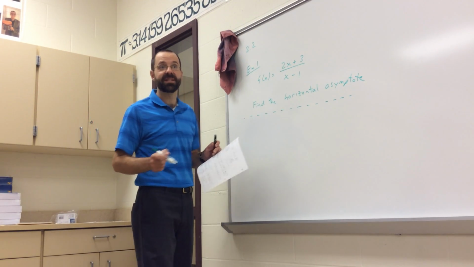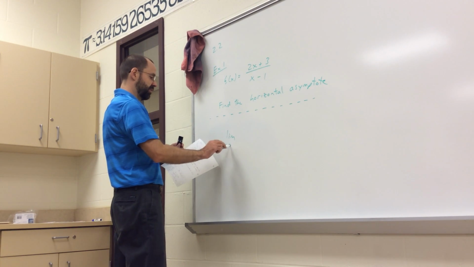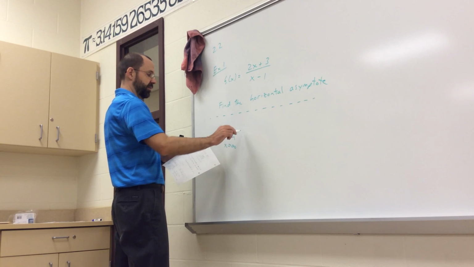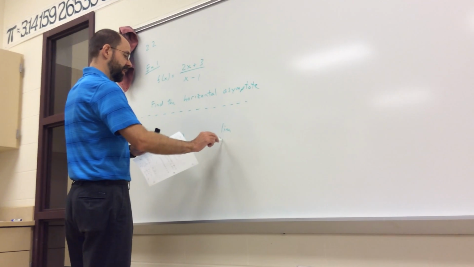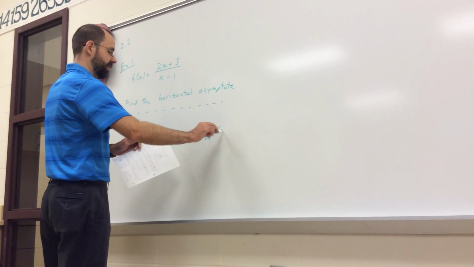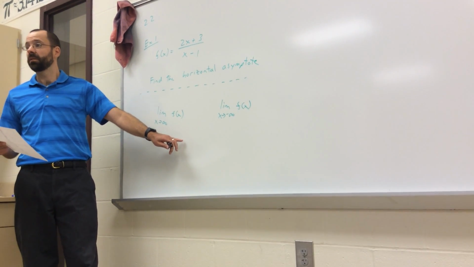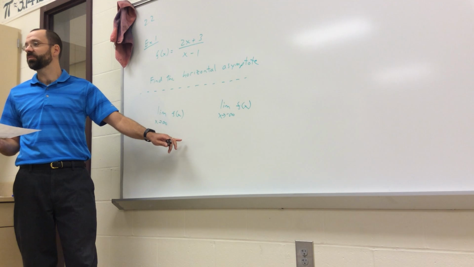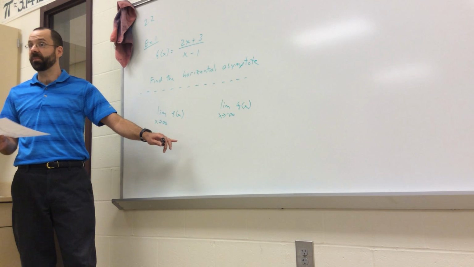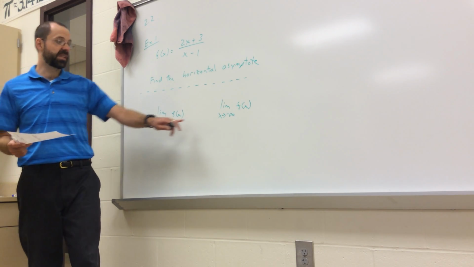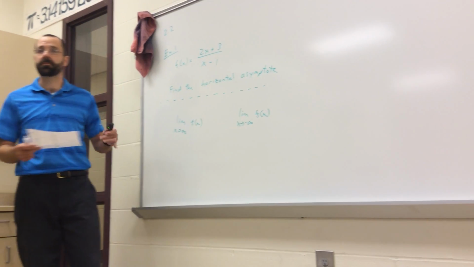So the calculus way is to take a limit. What you do is you take the limit as x goes to infinity of the function. And you also take the limit as x goes to negative infinity of the function. Obviously they couldn't teach you this method in pre-calculus because you didn't know what a limit was. So that's why they taught you this other method. But from here on out, these two processes are how you find horizontal asymptotes.